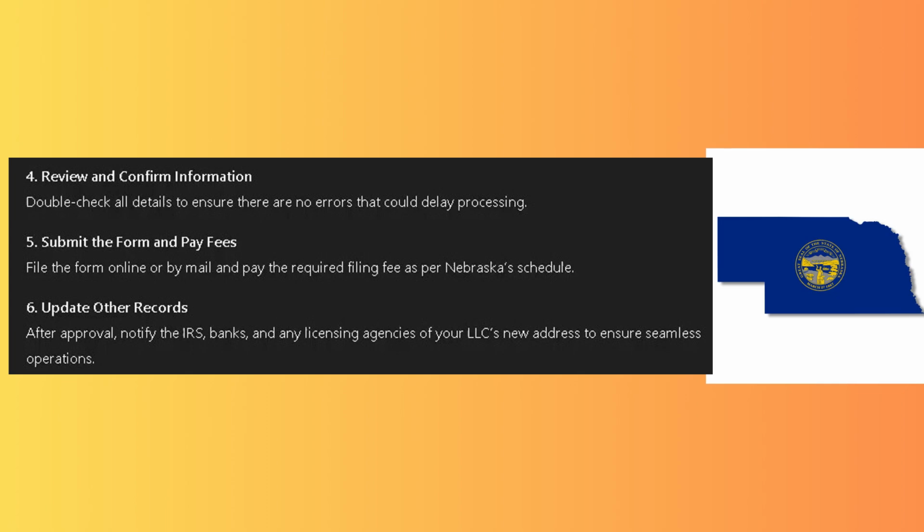Review and confirm information. Double check all the details are correct to ensure there are no errors that could delay the processing. Submit the forms and pay the fees. File the forms online or by mail, then pay the required filing fee as per Nebraska's schedule.